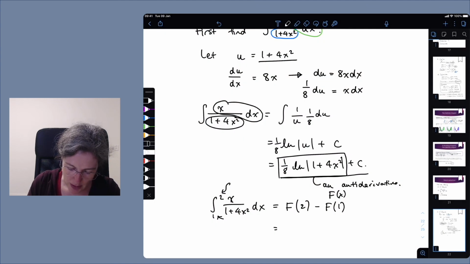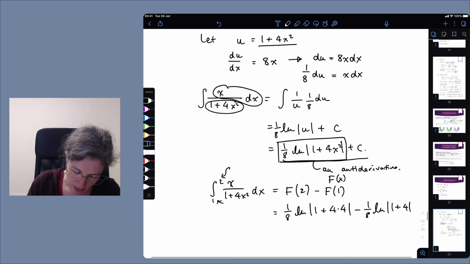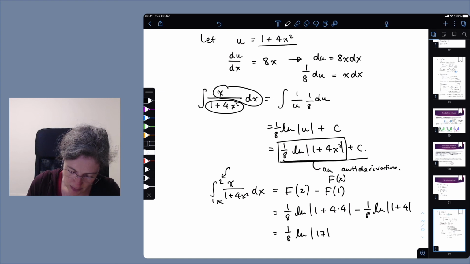Okay, so let's evaluate this thing at 2. I'm going to have 1 over 8 natural log of 1 plus 4 times 2 squared, which is 4. And I'm going to subtract off from that 1 over 8 natural log of the absolute value of 1 plus 4. Okay, so I've got 1 over 8 natural log of 17 minus 1 over 8 natural log of 5.